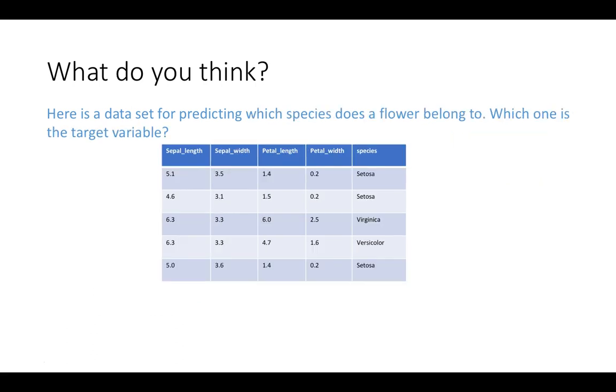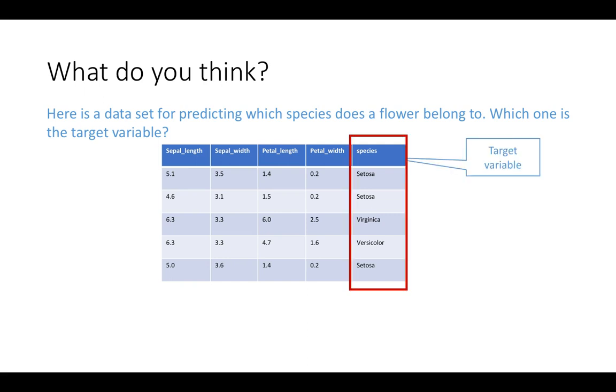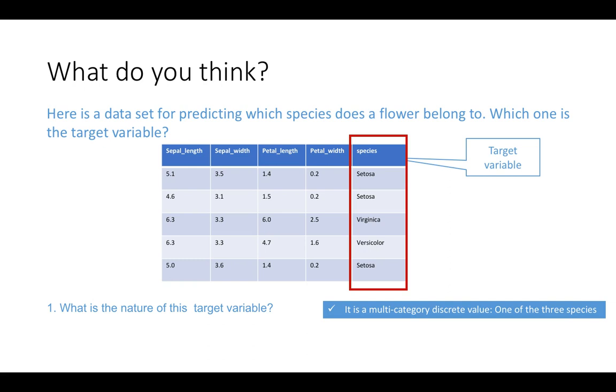Then let us take another example of our iris database. Here is a data set for predicting which species a flower belongs to. Which one is the target variable here? Yes, you are right, it is species. And what is the nature of this target variable? Yes, it is a multi-category discrete value, one of the three species: Setosa, Virginica and Versicolor. So it is again a categorical type of target variable, but it has more than two values. It's not a binary kind of category. It has more categories. Keep that in mind.